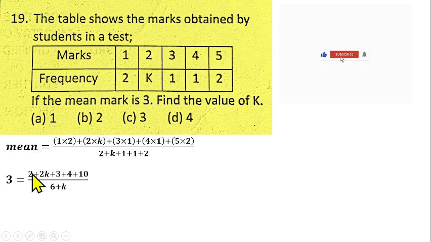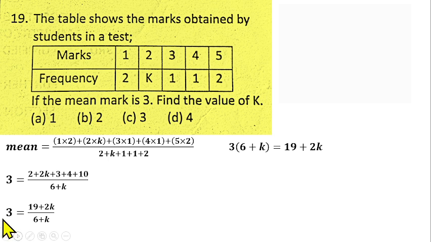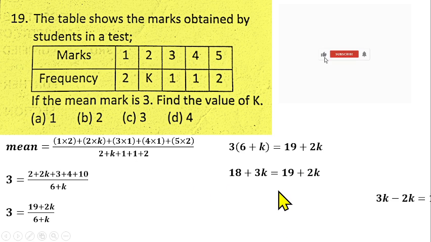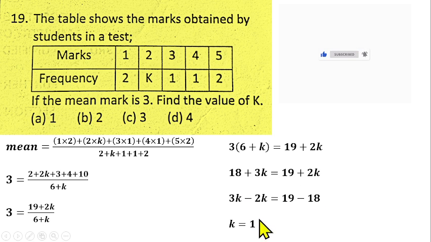From there you can still simplify the numerator further. If you collect like terms, 2 plus 3 plus 4 plus 10 gives us 19, so 19 plus 2k over 6 plus k. From there you can cross multiply: 3 multiplied by 6 plus k equals 19 plus 2k. Then open the bracket, we have 18 plus 3k equals 19 plus 2k. From there you can collect like terms, so that should give us 3k minus 2k equals 19 minus 18. So you have k equals 1, which is option A for question number 19.